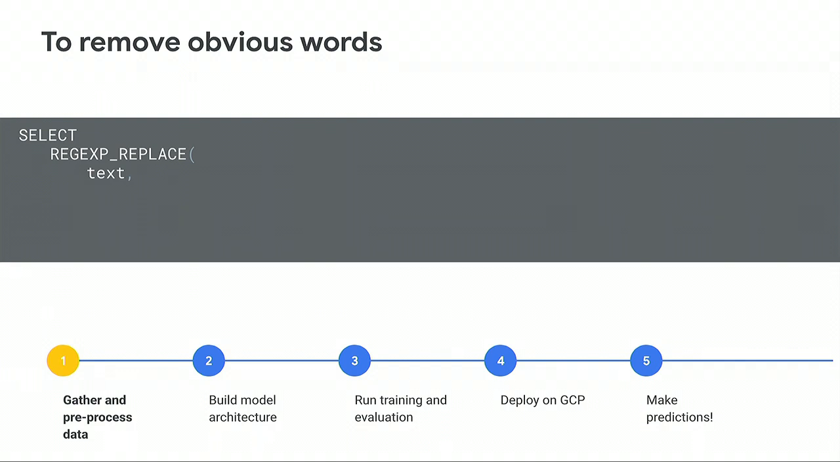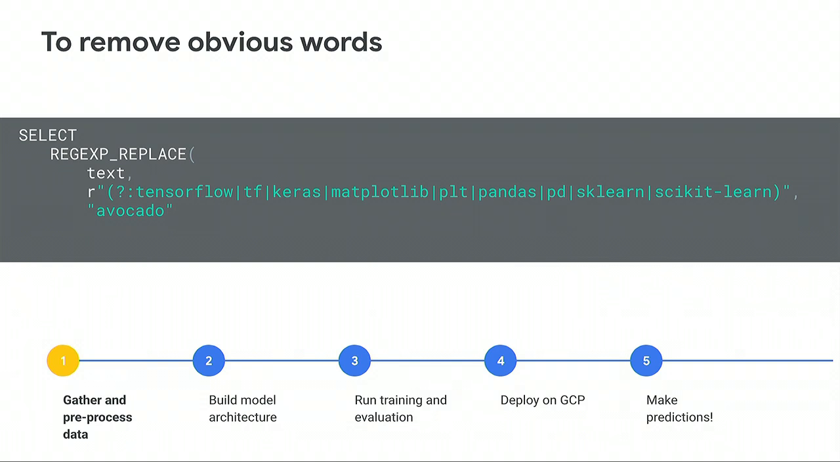That's an if statement. And so what we can do is take our data set and replace all instances of the words TensorFlow, Matplotlib, pandas, scikit-learn, pd, plt, tf, and Keras. We're going to replace that all with the same word. And what better word to replace our machine learning libraries with than avocado?